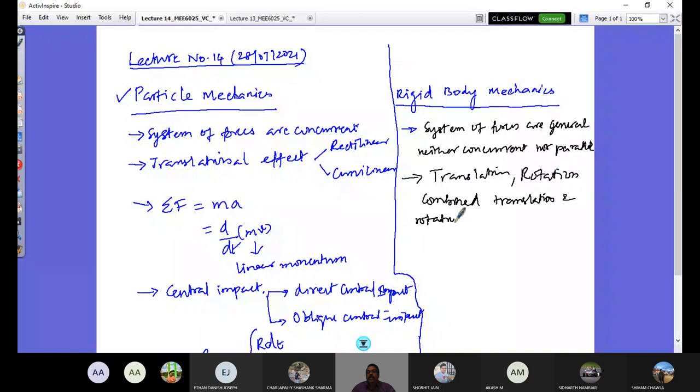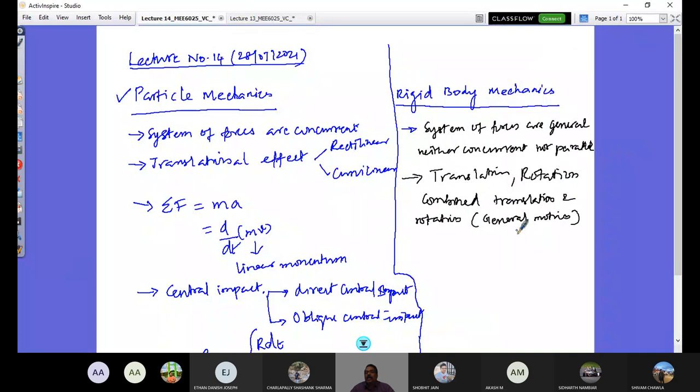So you can also have combined translation and rotation. That's called general motion, general plane motion. So again, this general motion can be simplified as general plane motion or space motion. General plane motion means you look at bodies which are represented with reference to the plane by symmetry.